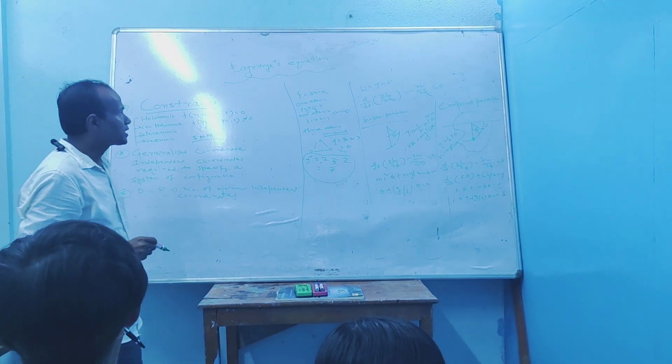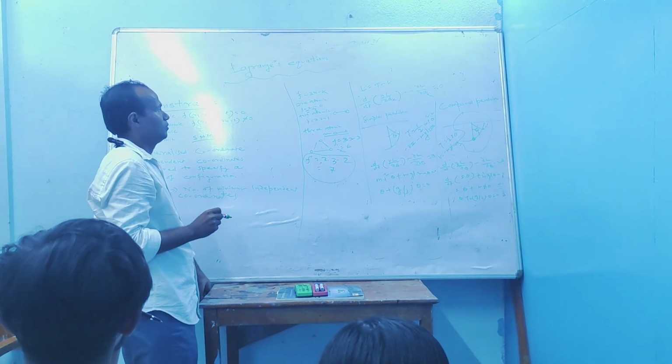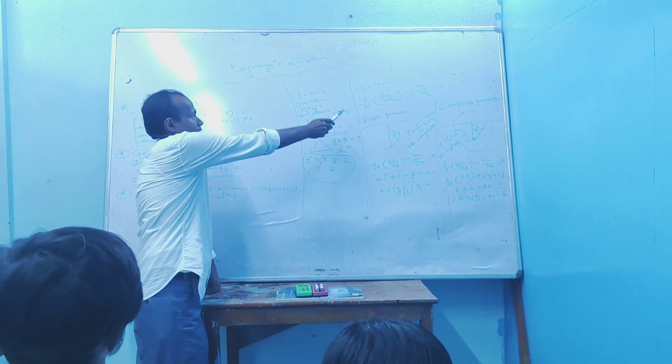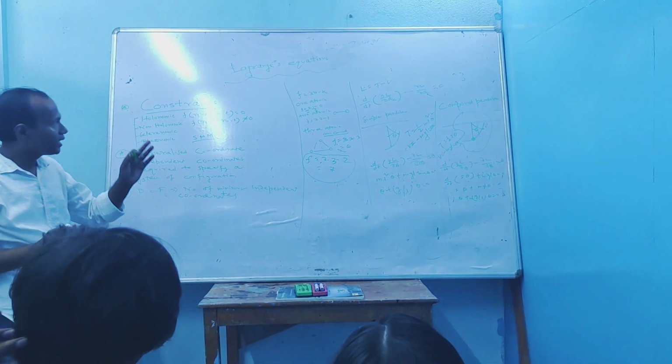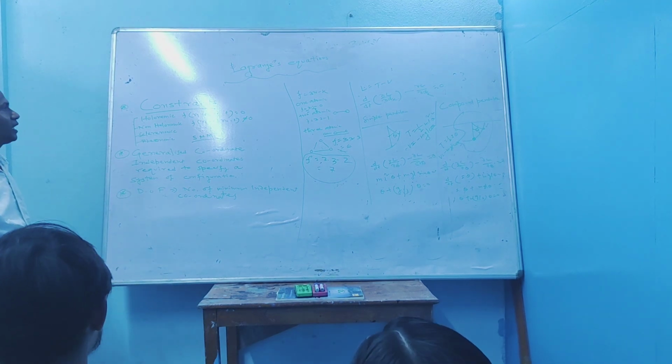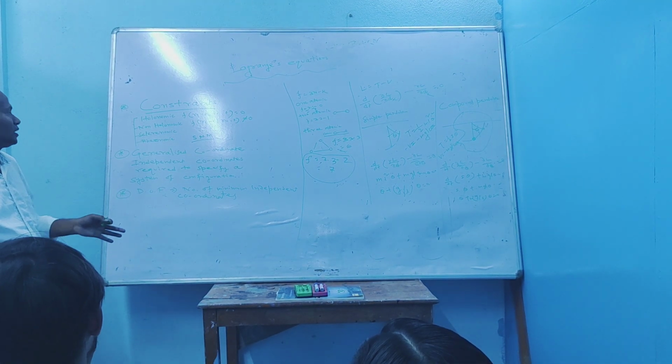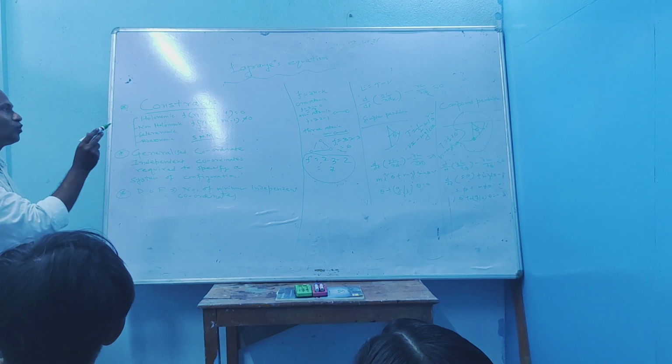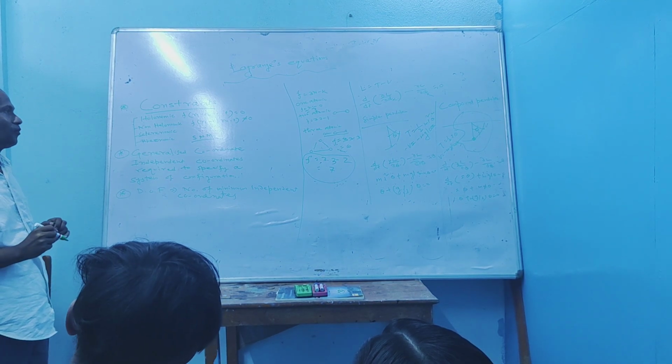And the Lagrange's equation for a conservative system is written thus: d by dt of del L by del qk dot minus del L by del qk. Before I mentioned that q1, q2, q3 are known as generalized coordinates. That is, qk is the generalized coordinate and qk dot is the generalized velocity.